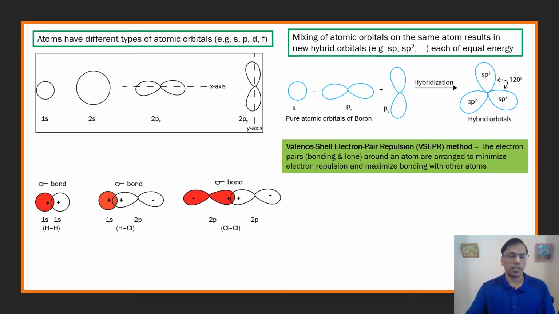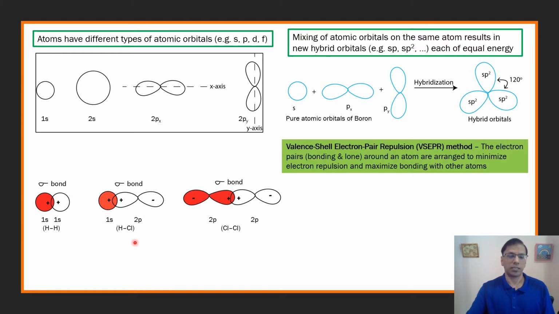So let's see how sigma bonds are formed. Let's take a simple example of the hydrogen molecule. The 1s orbital of a hydrogen atom can overlap with the 1s orbital of another hydrogen atom to form a sigma bond. And the overlap between the two 1s orbitals is along the internuclear axis for a sigma bond.